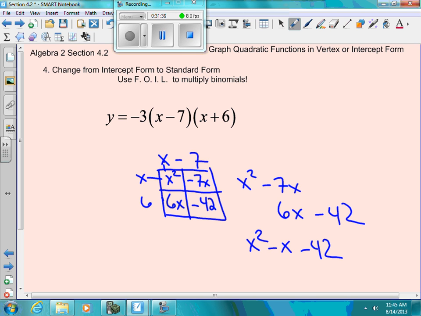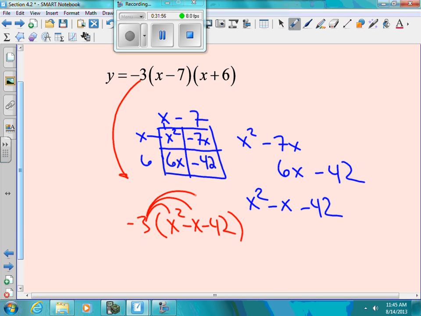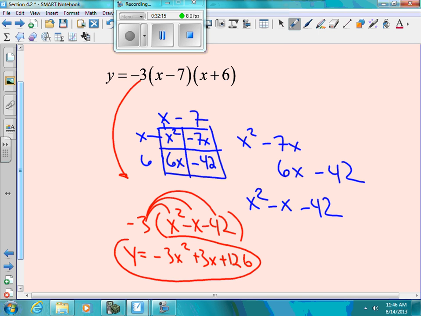So are we done? No, we're not done because we forgot about this -3. Well, maybe you did forget about this -3. Some of you did. That -3 is really in front of x squared minus x minus 42. So what do we do when it's right next to the parentheses? We distribute. We distribute that term, which really means to multiply. So -3x squared plus 3x. -3 times -42 is positive 126. Check that in your calculator, make sure I was right. And here is our equation rewritten in standard form.